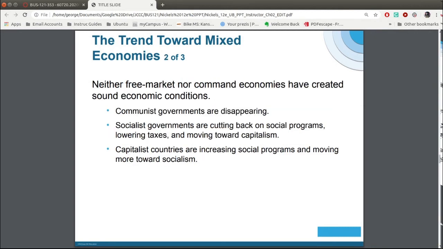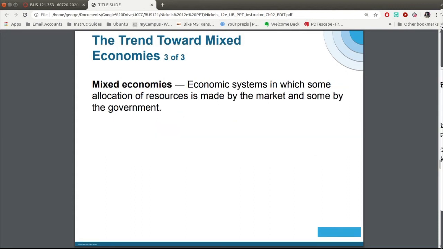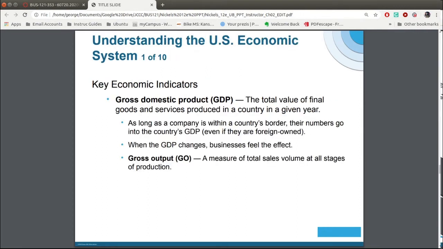Now, there's never been a perfect economic system. All economic systems have some problems. One of the things that's happening, though, is a lot of the socialist governments are cutting back on the social programs because they're finding that the profit motive isn't there. They're starting to stagnate. Capitalist countries are starting to increase a few of their social programs to take care of more people. So what's happening is you're getting more of the mixed economies, where you have a mixture between capitalism and socialism.